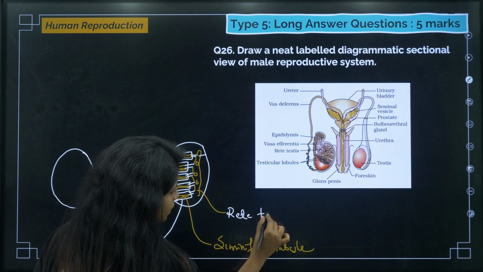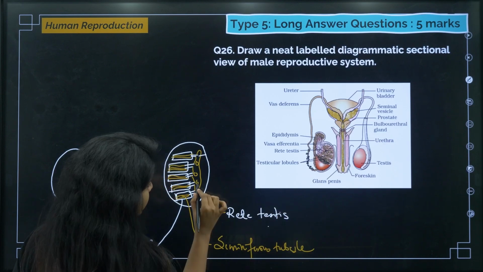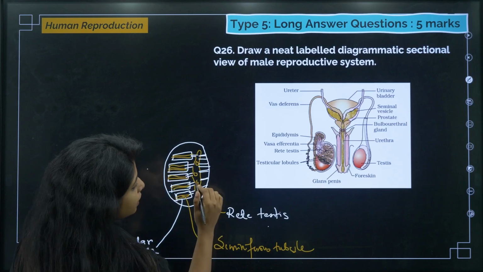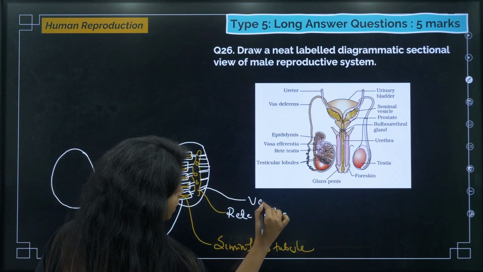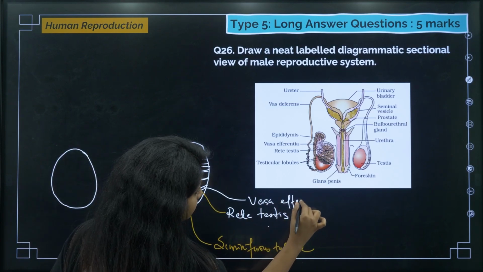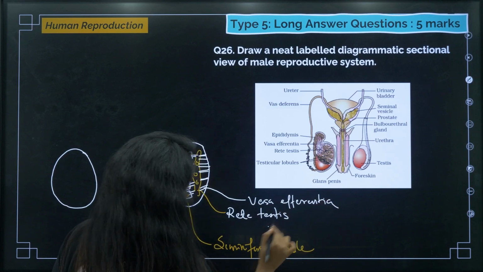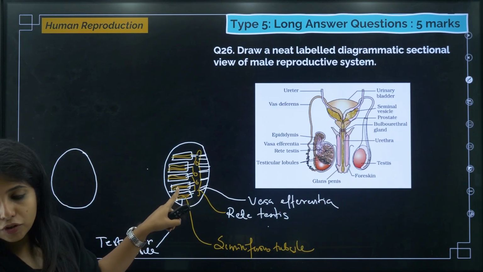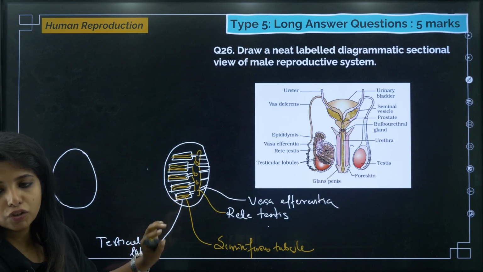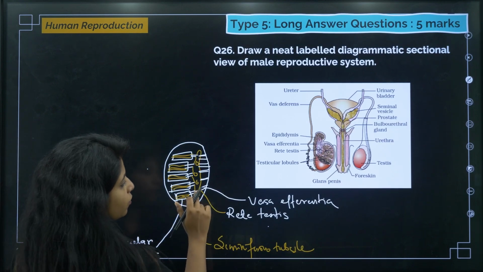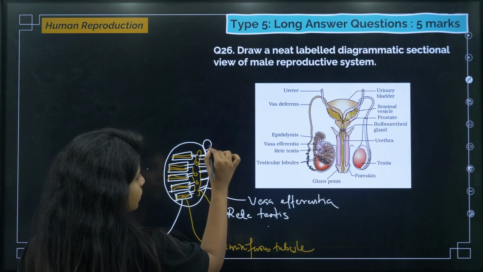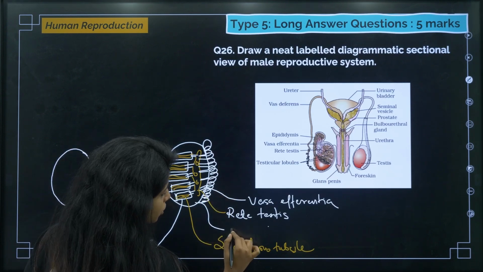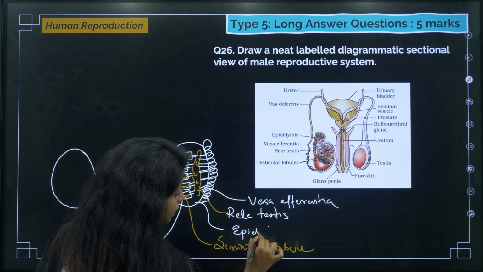The rete testis opens up here like this. They try to exit, and this is known as vasa efferentia. There is one more thing that connects the rete testis and the seminiferous tubule. It is known as tubuli recti. It's not given in your NCERT. Now the vasa efferentia will come, it will coil up like this. And what do you call this structure? Epididymis.